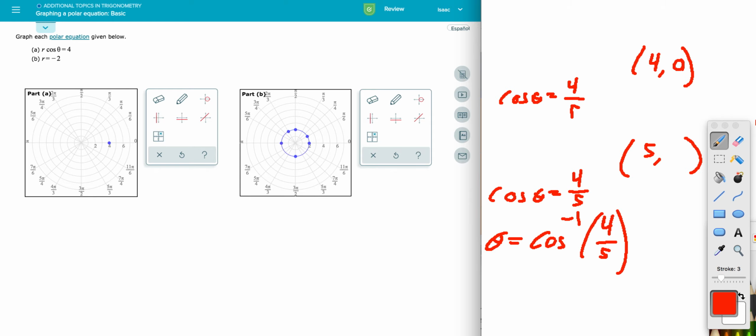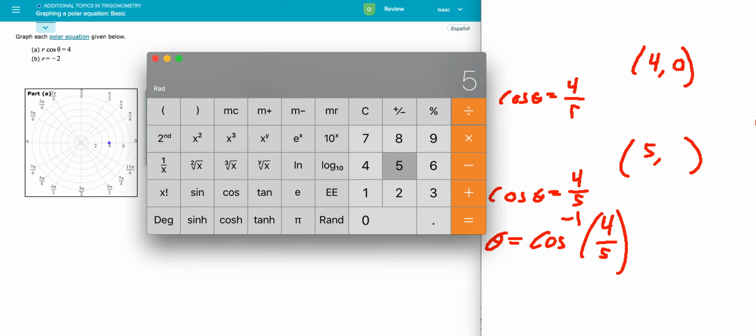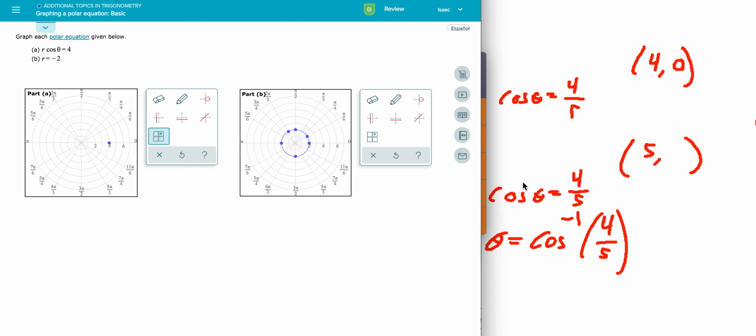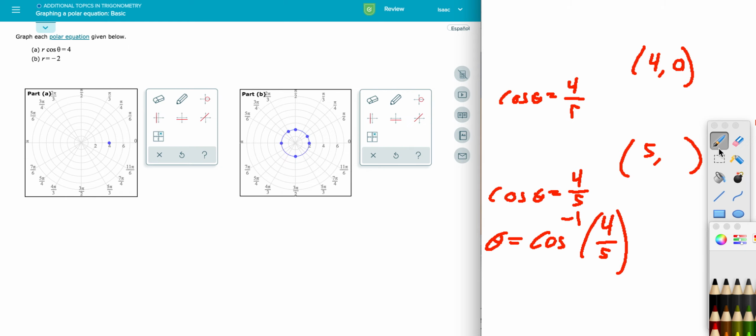So on my calculator, I'm going to do 4 divided by 5 to convert it to a decimal. Then I'm going to hit second cosine. So 0.6435. Man, I don't think they're going to like us using an approximation there either. Can't just type in a number. It's got to be exactly the same number.